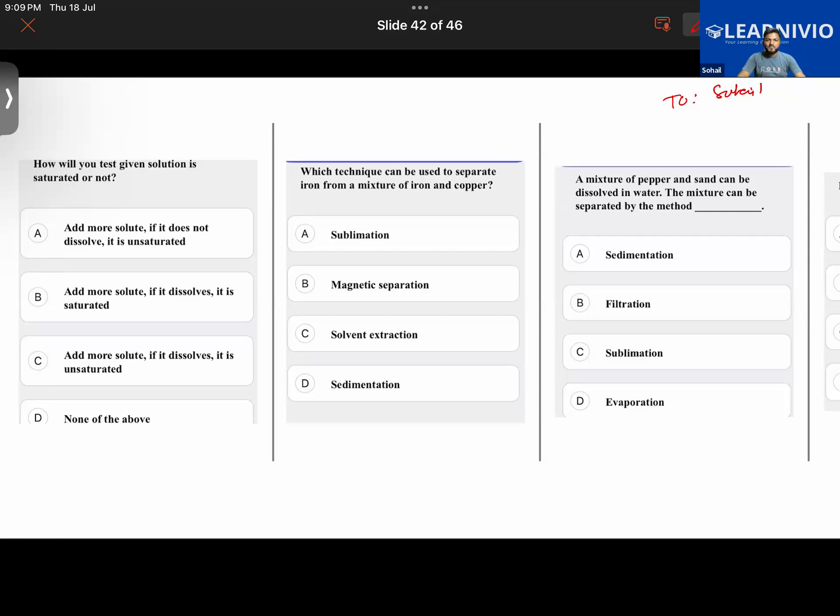The third question: you have a mixture of paper and sand. How will you separate that? How will you separate the mixture of sand and paper? Yeah, after they are dissolved, that mixture can be separated using which method?